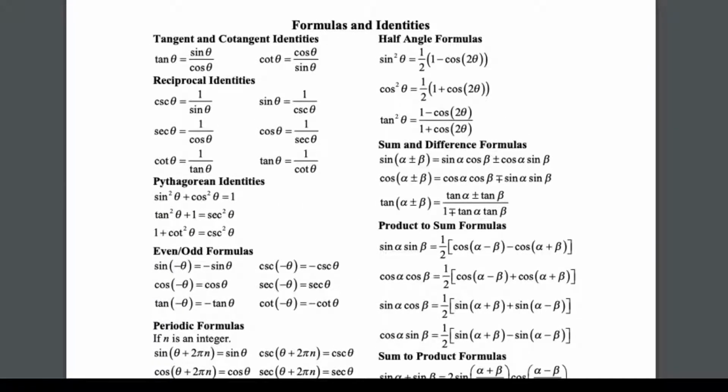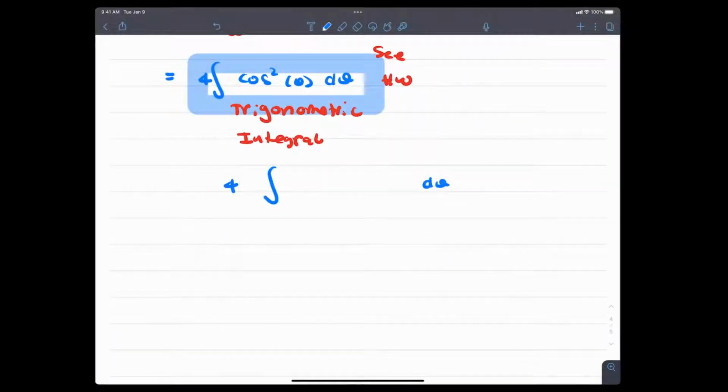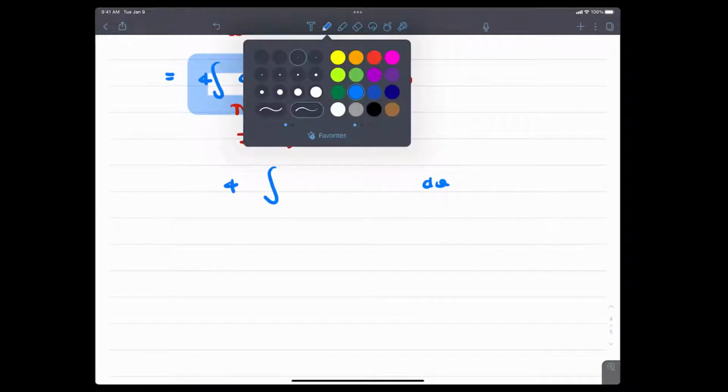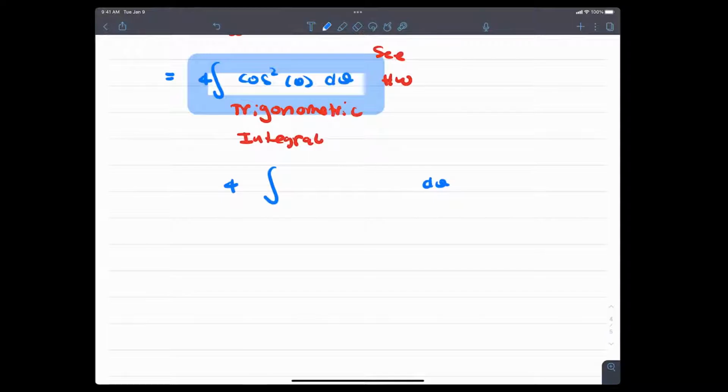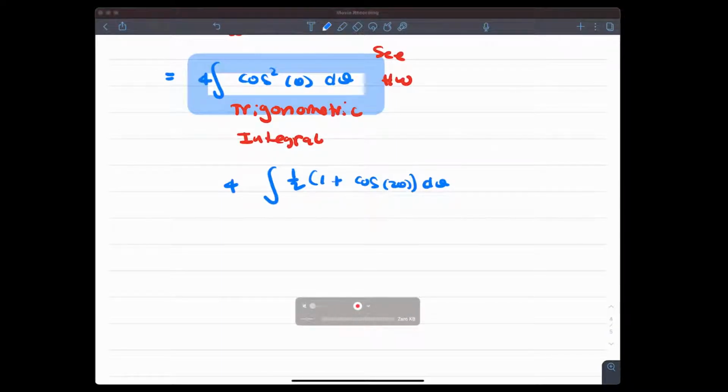Cosine squared, you guys remember what that is? That's going to be what? 1/2 1 plus cosine double theta. So 1/2 of 1 plus cosine double theta here. All right, so we're going to say, okay, 1/2 1 plus cosine double theta. Is that true? Yes. I'm covering that. I guess I can see that. Okay. All right, you guys okay with that?